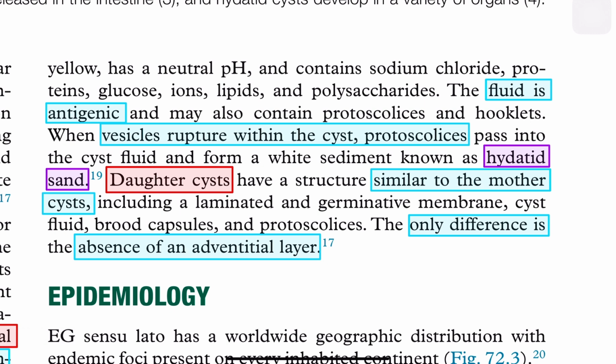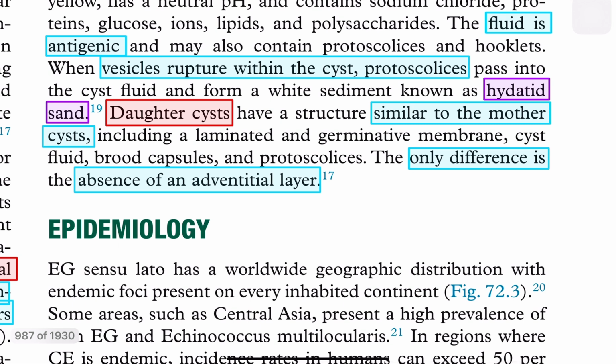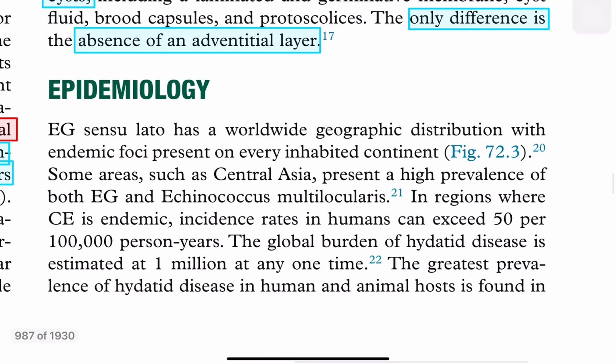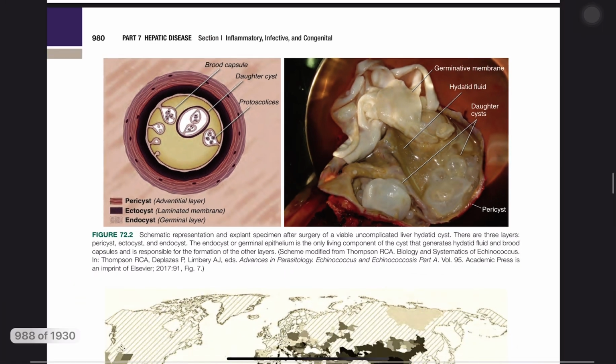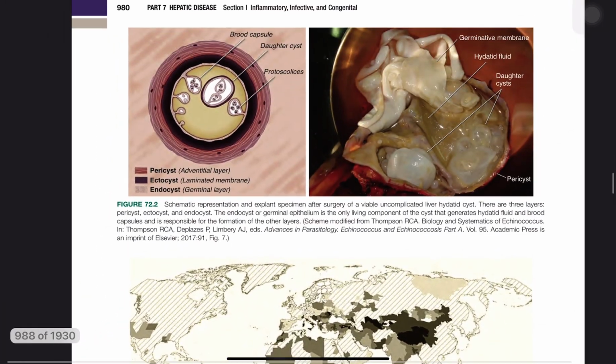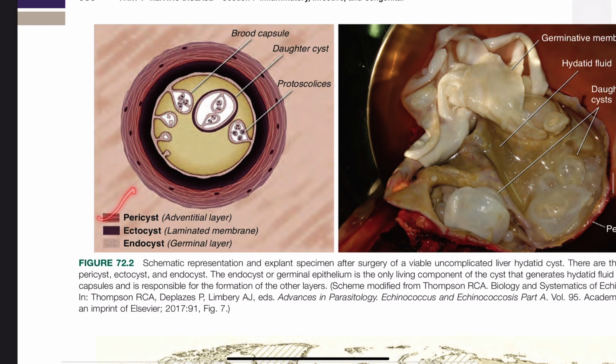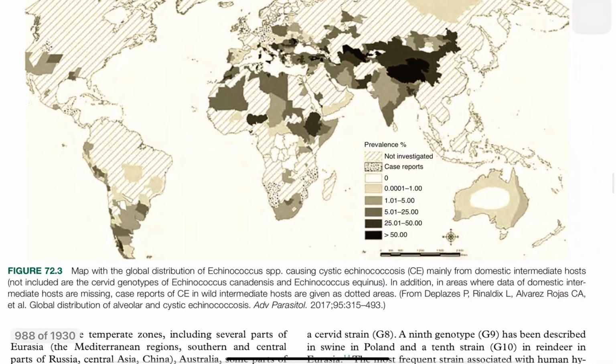Vesicles rupture within the cyst, and the protoscolices pass into the fluid and form the hydatid sand. Already told, the daughter cyst is similar to the mother cyst. The only difference is the absence of the adventitial layer, because the daughter cyst does not create any inflammation in the host. So this is the picture of pericyst, ectocyst, endocyst.